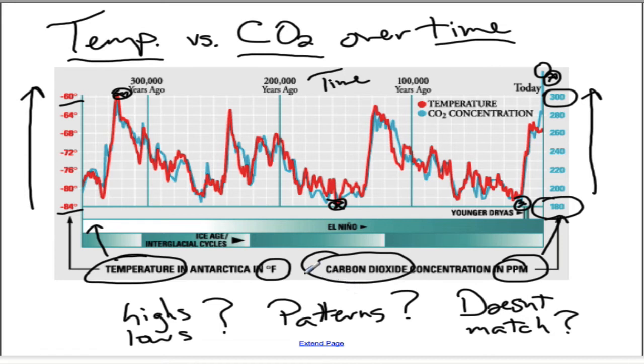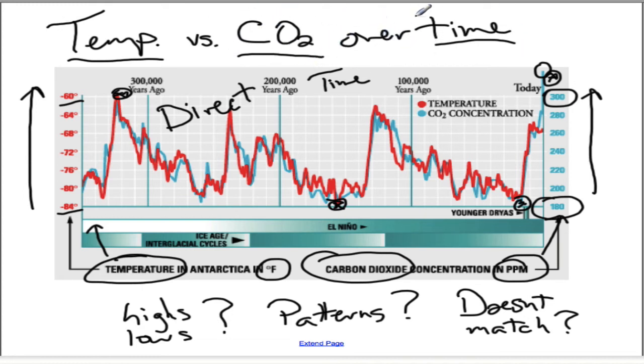Okay, and I think one thing that you should notice is that the lines follow each other. Whether it's the red line or the blue line, as one increases, the other one increases at the same time. Whereas one decreases, the other one decreases as well. When both sets of data follow each other, we call that a direct relationship. There is a direct relationship there.